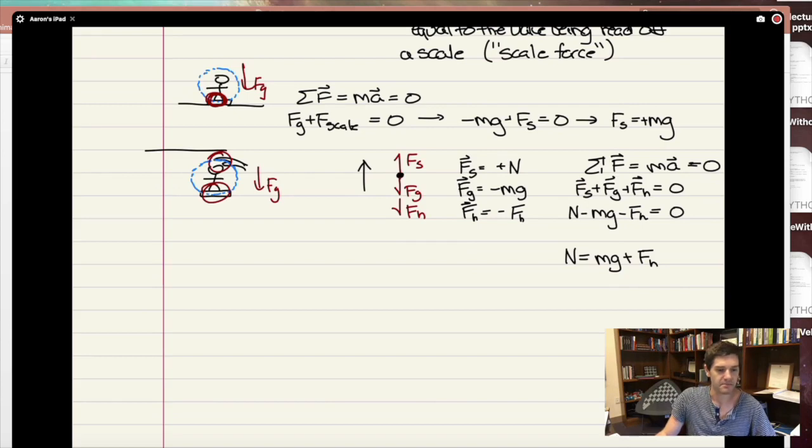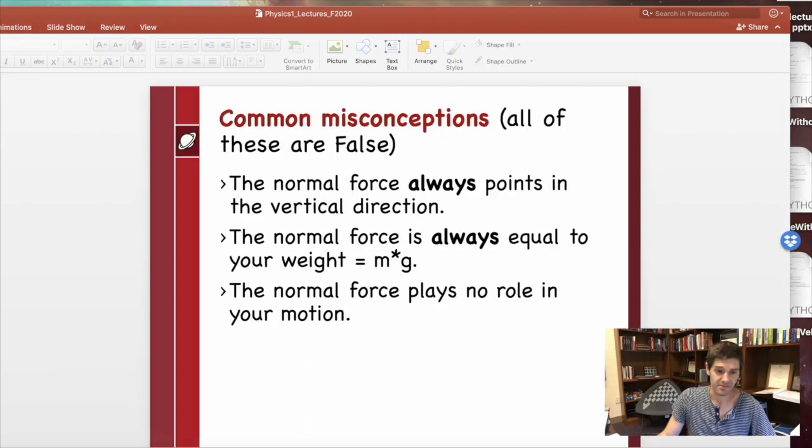Yeah, so I had some examples again. We're going to see the normal force a lot, and a lot of misconceptions around it. So let me recap again here. All of these are wrong. The normal force does not always point in the vertical direction. In these examples, it did. But in the case of me pushing a book against the wall, the normal force, or the contact force from the surface of the wall, points away from the wall. That might be horizontal. If it's on an inclined plane, like the ramp, the normal force points at an angle.